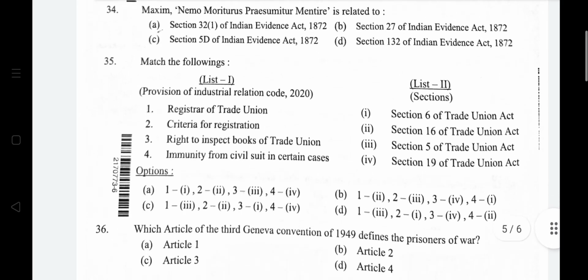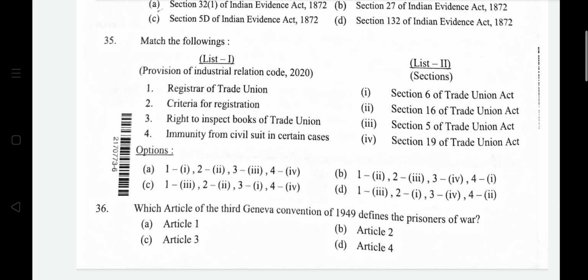Question number 35 is again match the following. List 1 is Provision of Industrial Relation Code 2020 and list 2 are the sections of that code. And here the answer is option number D.